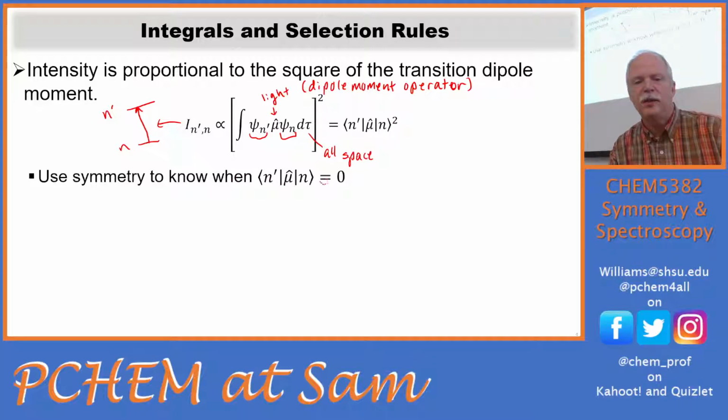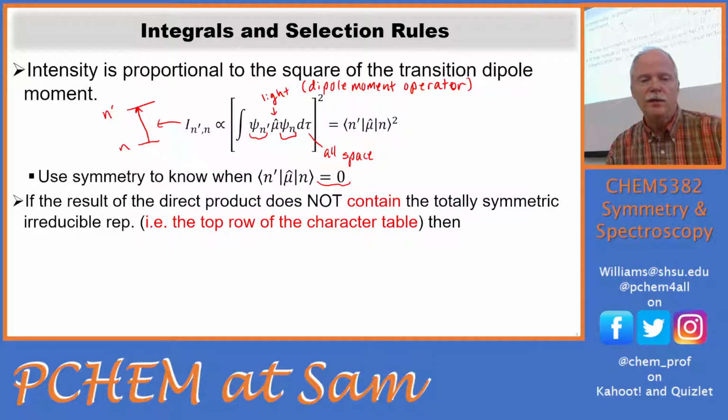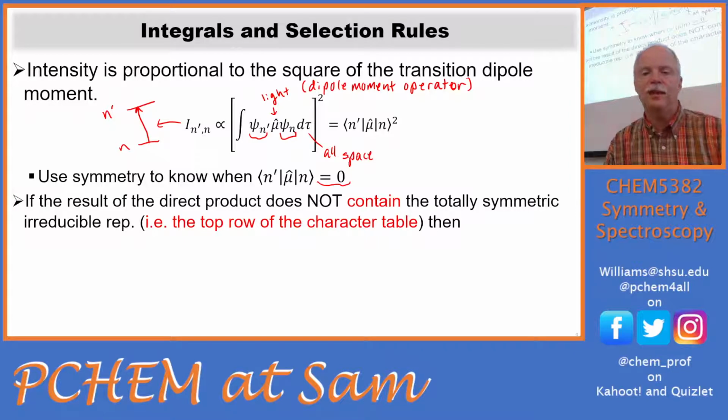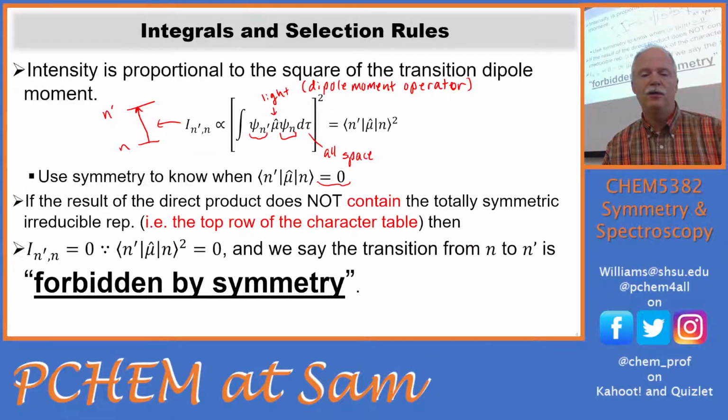And then we need to use symmetry to know when this integral is 0. An integral of an odd function is 0. An integral of an even function is non-zero. And this will tell us when and where we're going to have peaks. So if the direct product of the symmetries of these three functions does not contain the totally symmetric irreducible representation, which is that top row, then it is equal to 0. And we say that it's forbidden by symmetry. So that intensity will be 0 because this transition dipole moment integral is 0. And we will say this transition is forbidden by symmetry.